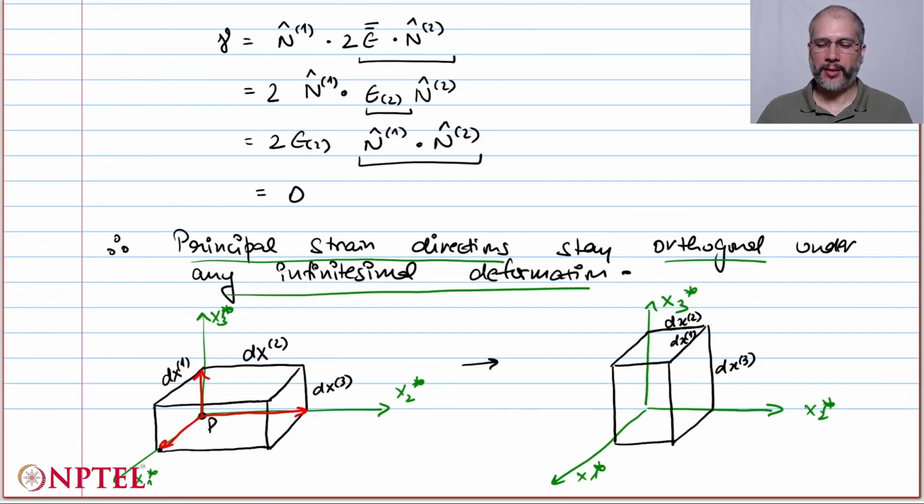Now please note that the whole element may rotate as a whole because the condition is that principal strain directions stay orthogonal under any infinitesimal deformation. So the elements along these directions have to stay orthogonal. They may not have to overlap. But since all of them have to be orthogonal in the deformed configuration, the whole body may rotate overall. But since we are not interested in rigid rotations right now, and our epsilon does not contain information about rotation as well, we'll not worry about that.